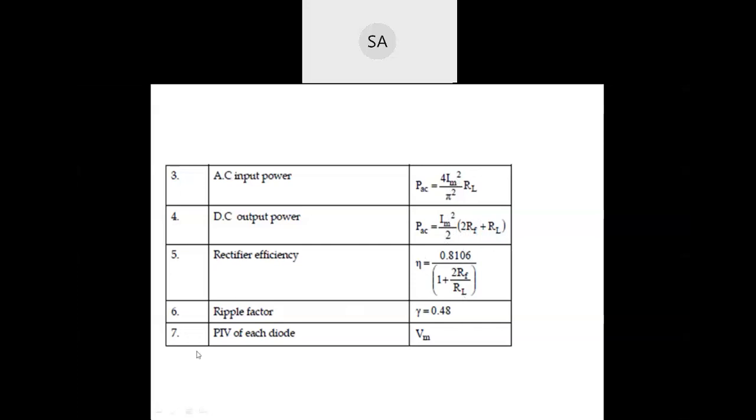And the ripple factor is the same: IRMS by IDC, the square root of (IRMS square by IDC square minus 1). So we will get 0.48.